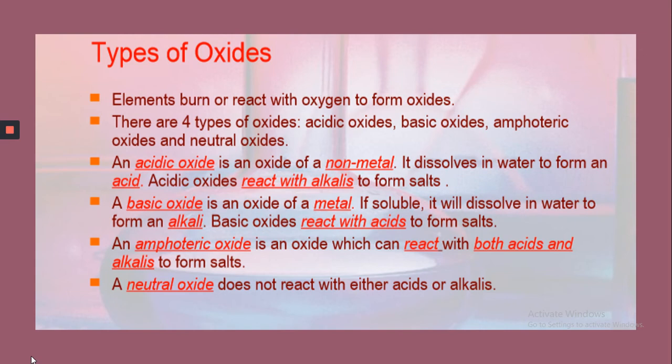Now we will discuss types of oxides. Elements burn or react with oxygen to form oxides. There are 4 types of oxides: acidic oxides, basic oxides, amphoteric oxides and neutral oxides.